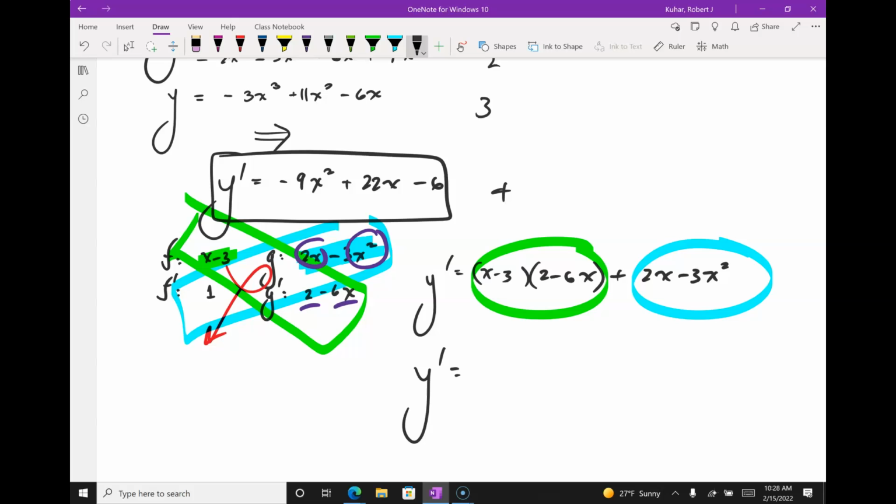So I'm going to simplify this. I get 2x minus 6x squared minus 6 plus 18x plus a 2x minus 3x squared. I get a negative 9x squared from these two. I get a 22x from these three minus 6. Same answer.